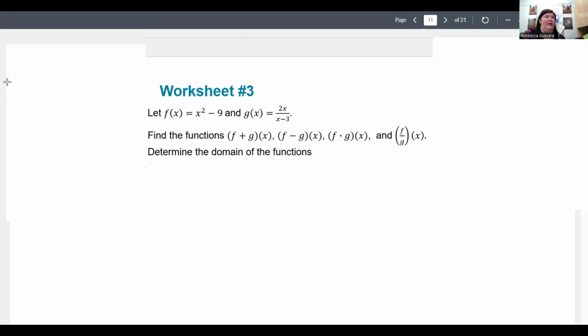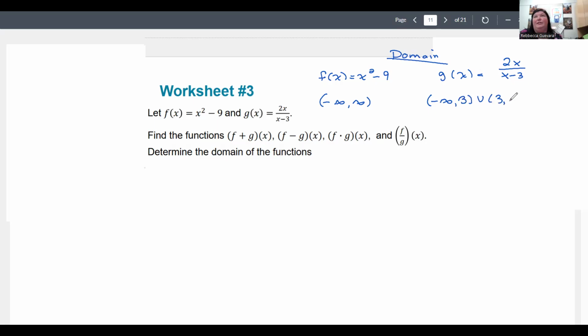Okay, so let's write it over here. Let's look at the domain of our two functions. So f of x is just x squared minus 9, no denominator, no radical. Domain is all real numbers. G of x is 2x over x minus 3. So we do have a denominator. The only thing that makes the denominator 0 is 3. So its domain is from negative infinity up to 3, and then from 3 to infinity.